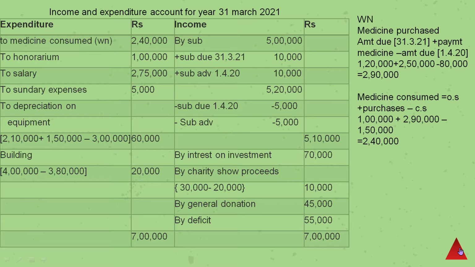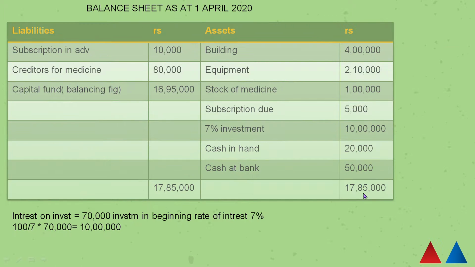So see, this is the closing balance sheet of last year. Subscription in advance and creditors for medicine we added on the liability side, and all the other things we added on the asset side. And interest on investment: if 7% of the investment is 70,000, we calculate it as 100 by 7 into 70,000. That gives us 10 lakh. So 10 lakh is our investment, and we write this 10 lakh here, and whatever amount we get after that, we write it as the capital fund. Just pause and see. If you're not getting it, you can comment below.